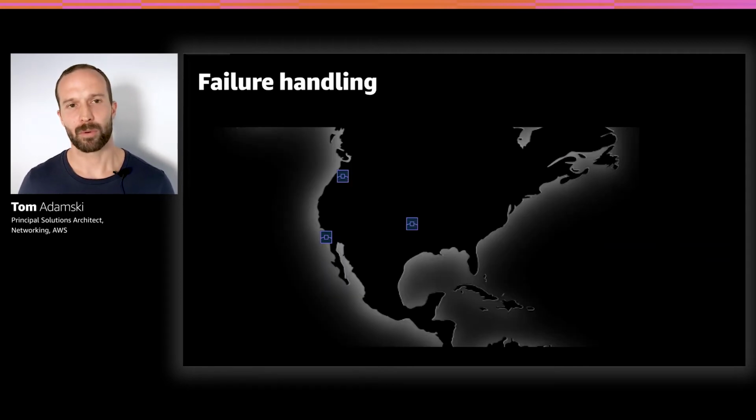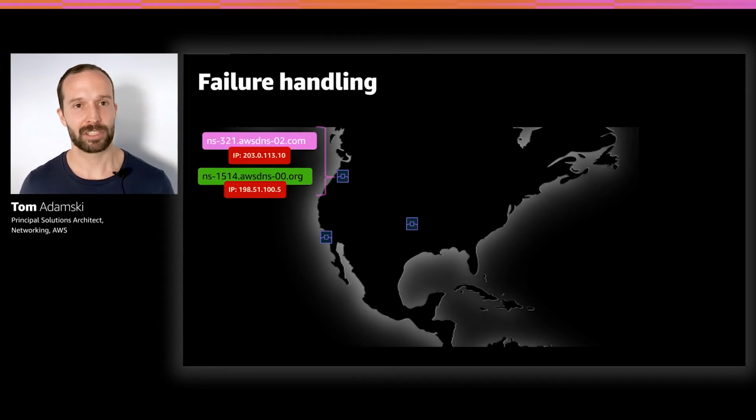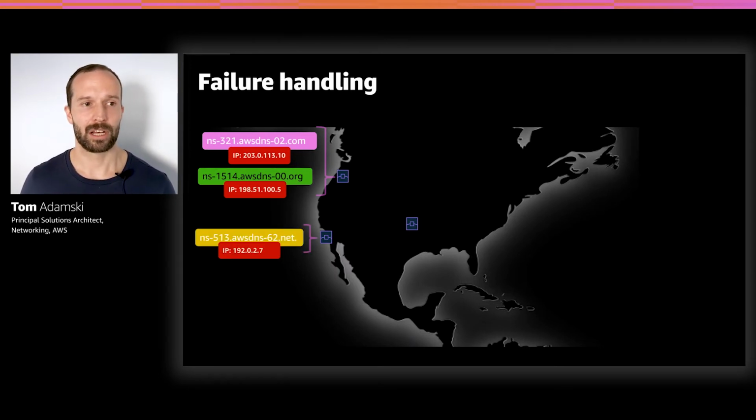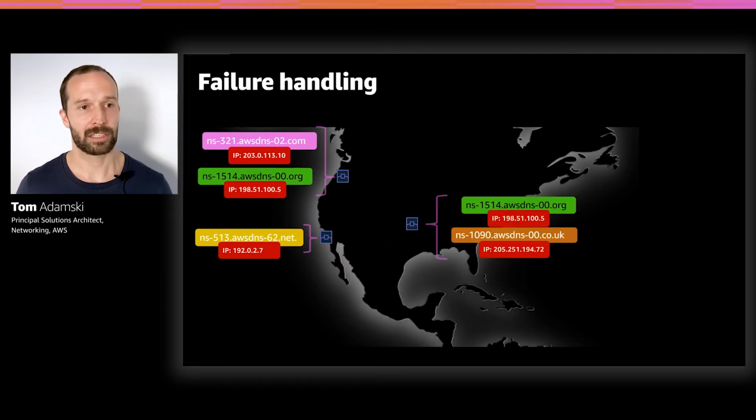So what's the benefit? Why do we do it? Again, this is all about availability. So if we look at a very simple example here with 3 POPs, and for simplicity's sake, let's say the first one actually is hosting two of the authoritative name servers, .com and .org. The other one is just hosting .net, and the last one is hosting .org and .co.uk.